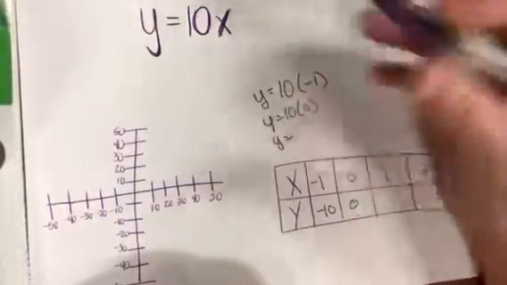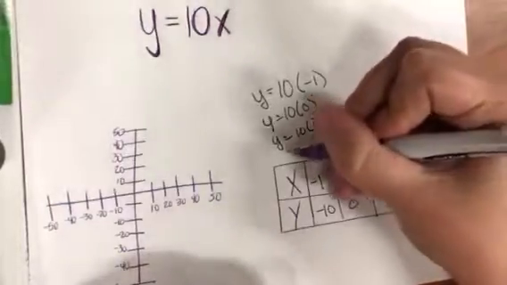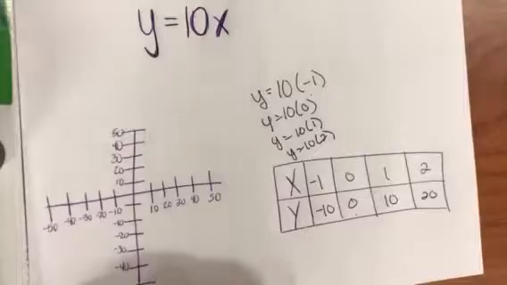Then I've got y equals 10 times 1, which is 10. And 10 times 2 is 20. Oh, good. I made the graph good. You did make the graph good.